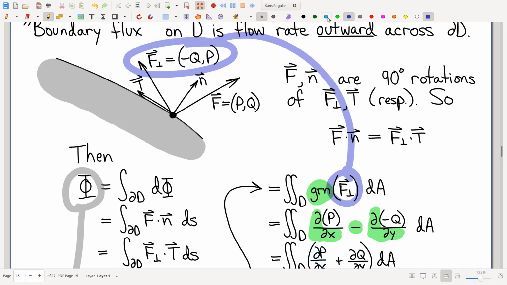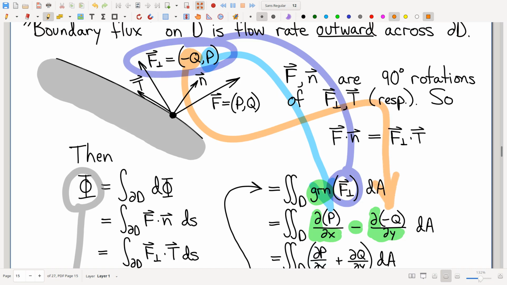Now, our second coordinate is p. Minus the y partial of the first coordinate. The first coordinate is minus q. Right, so this is what happens when you apply Green's operator to this rotated f perp, minus q comma p, vector field.